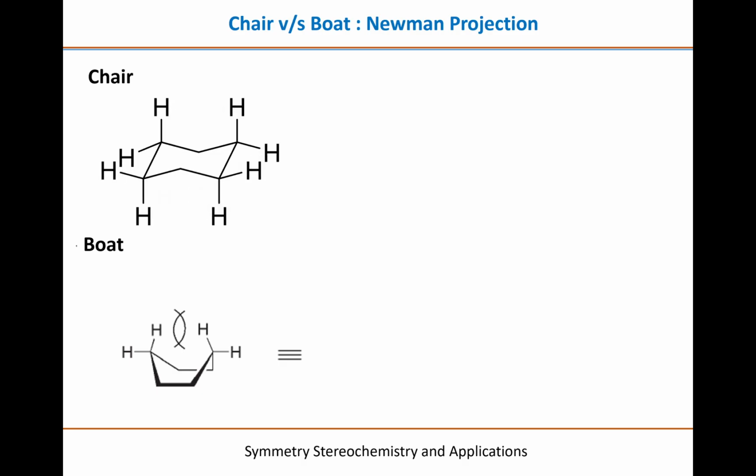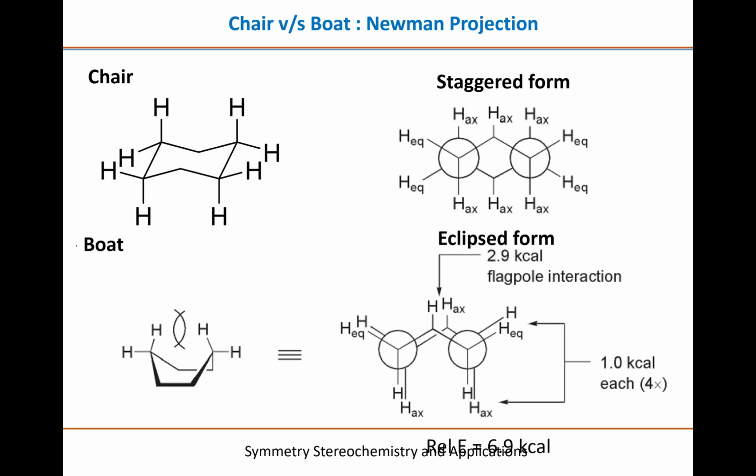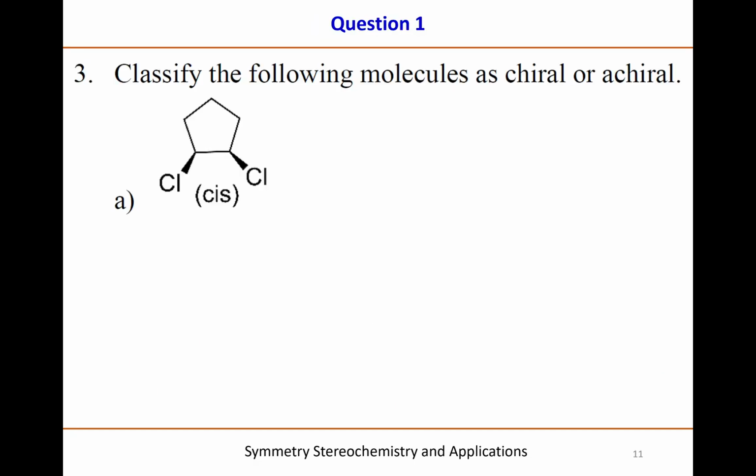I have already discussed the Newman projection. Here is the example and the energy calculation. You can see that the eclipsed form has a 2.9 kcal energy because of the flagpole interaction, while it is not there in the staggered form.